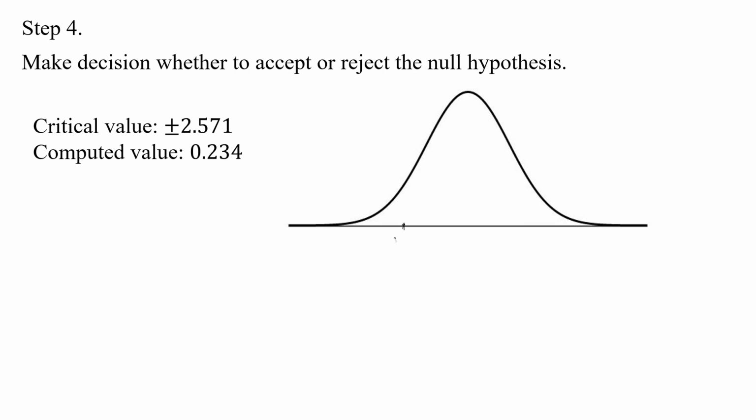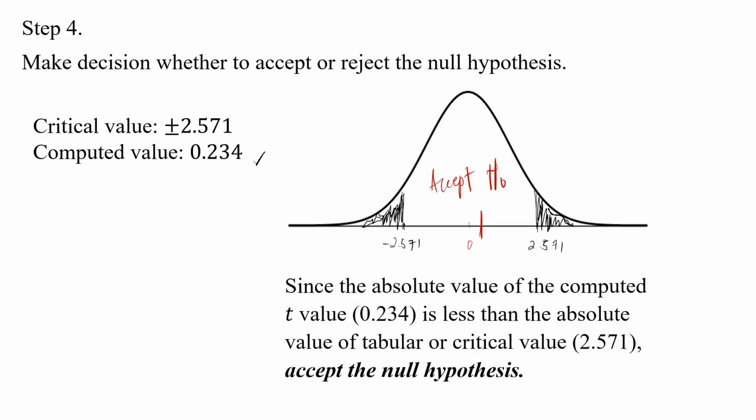So, yung critical value natin, so positive, negative yan. So, assume tayo na nandito si 2.571. So, negative yan. So, yung shaded part dyan, that is the rejection region. Okay, so dito. So, assume natin na nandito yung ating critical value. Okay, so si computed value naman, or yung test value, that is 0.234. So, maglalay siya dito. So, nandito ating 0. So, nasa positive. So, nandito siya. So, ibig sabihin, we need to accept the null hypothesis. Okay. Since the absolute value of the computed t-value, 0.234, is less than the absolute value of the tabular or critical value 2.571, we need to accept the null hypothesis.